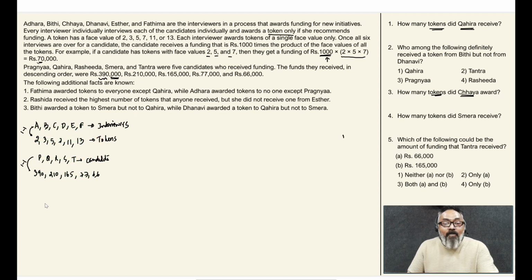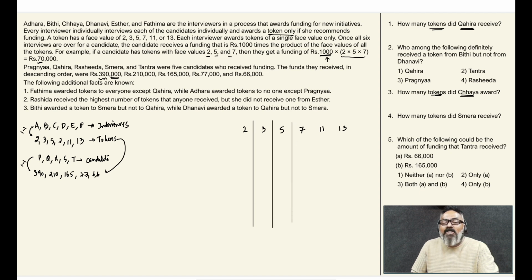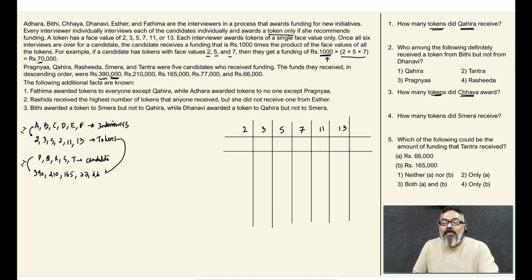So first of all, let's try and create the connection between these two things, which is easy. Let's take 2, 3, 5, 7, 11, 13, and we need how many? We need 5 of them, right? Okay, no problem. This should be 5, right? This is 1, 2, 3, 4 and 5.